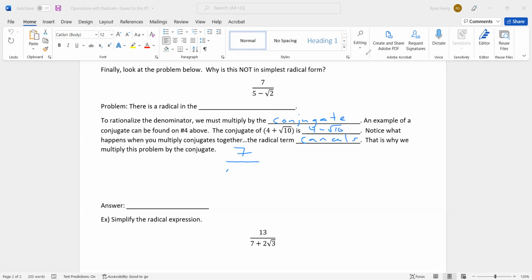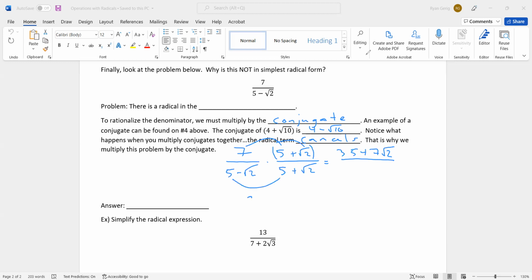So let's do that. 5 minus radical 2, multiplying the top and bottom by 5 plus radical 2 is what we need to do. Oops, sorry. 5 plus radical 2. Now imagine that's in parentheses, so I have to distribute the 7. So it's going to be 35 plus 7 radical 2. The bottom is going to be a number. And we got to FOIL it.